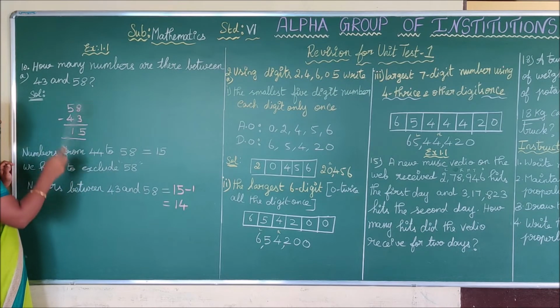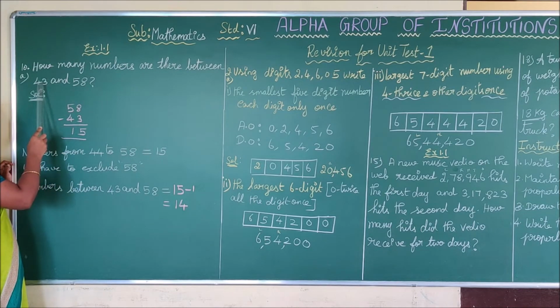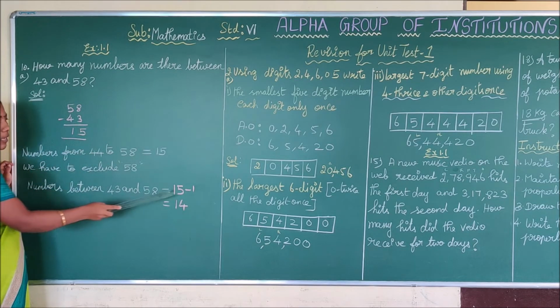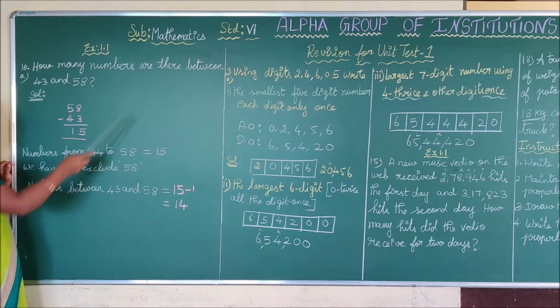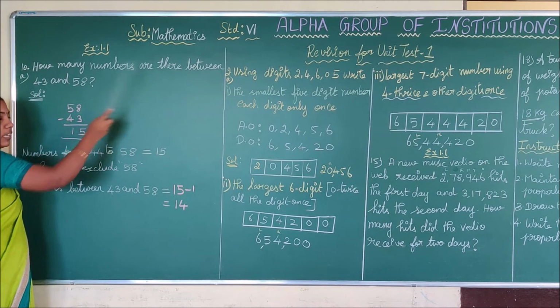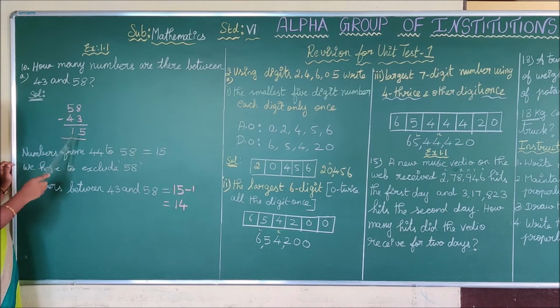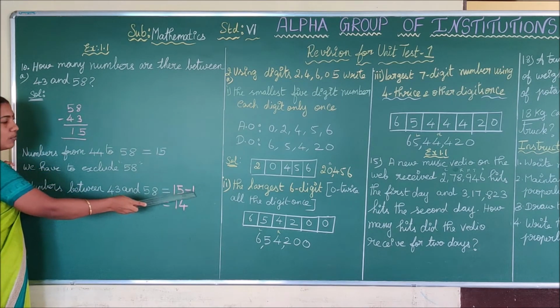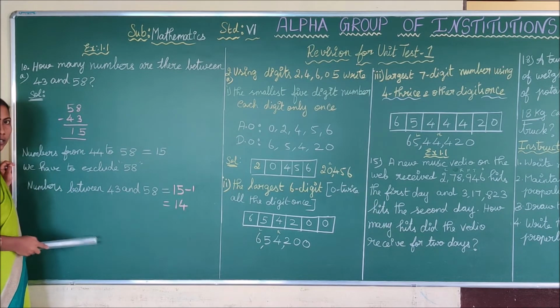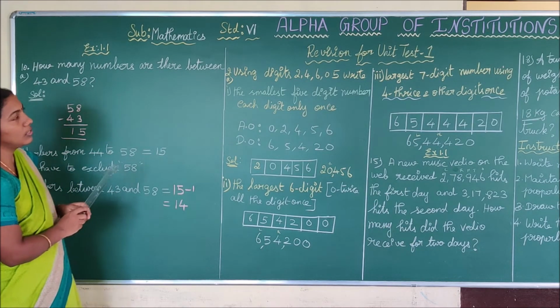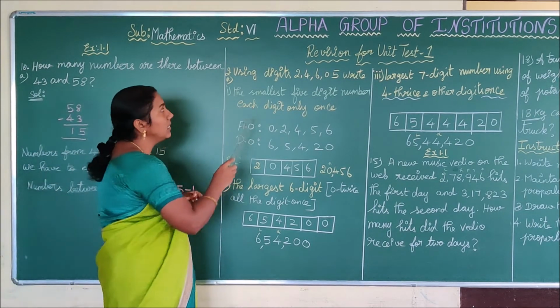But the question is we have to write the numbers between 43 and 58. So in order to exclude 58, we are subtracting 1 from 15. So you get the answer for it. So any sum that comes with this model, that is, to find the numbers between, you have to subtract the given two numbers and then subtract 1, and then you get the answer. Is it clear, children?